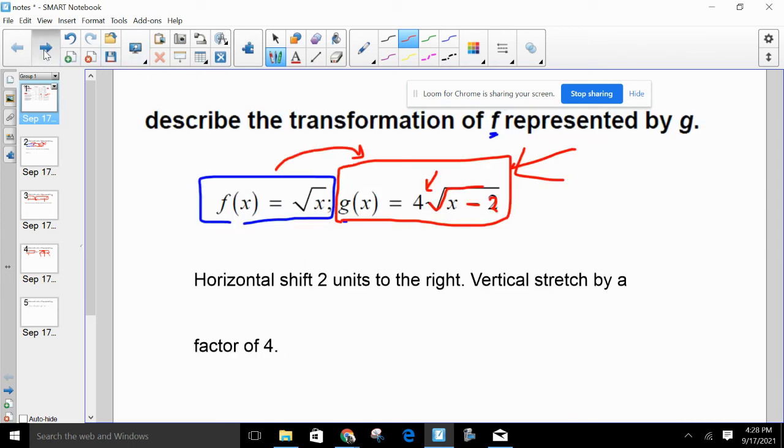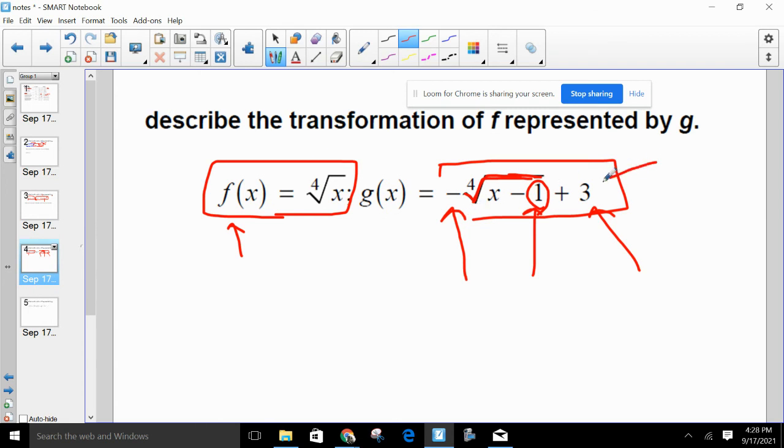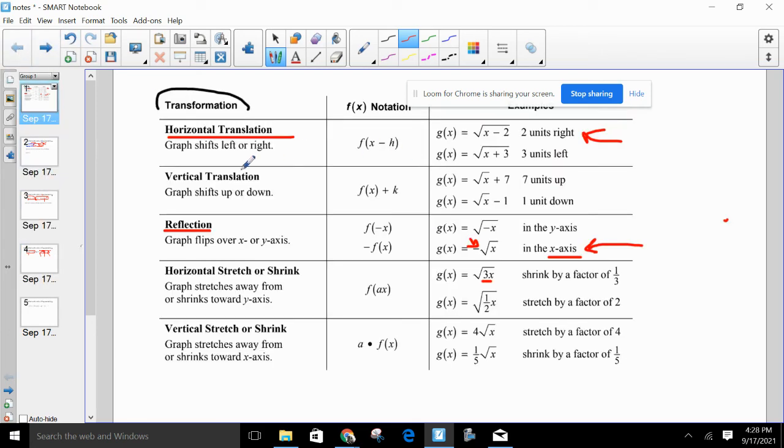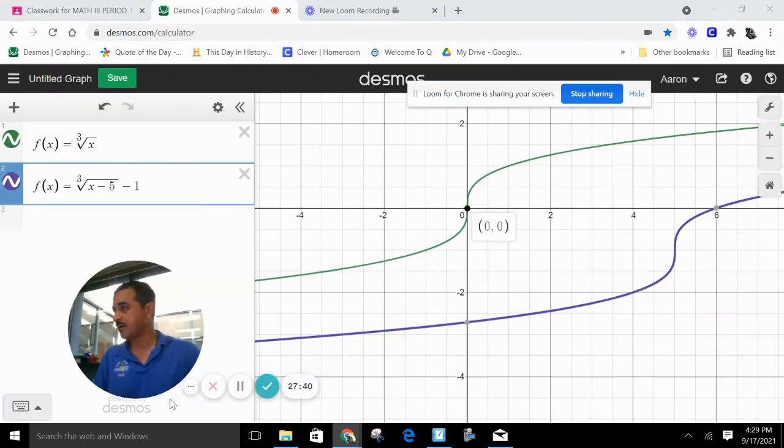And then I got a number outside being added outside the root symbol. So I know that it's going to be a vertical. So look at something being added outside. So I know it's going to be a vertical translation up. So I'm dealing with these 3 things, the first 3. A horizontal translation, a vertical translation, and a reflection. Let's go ahead and graph them. I'll use a graphing calculator here.